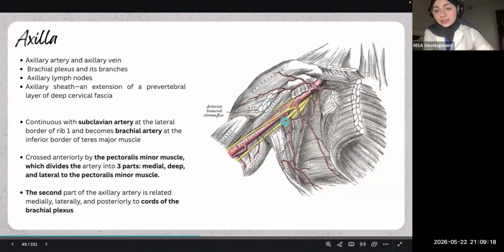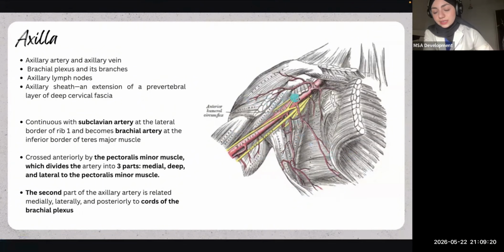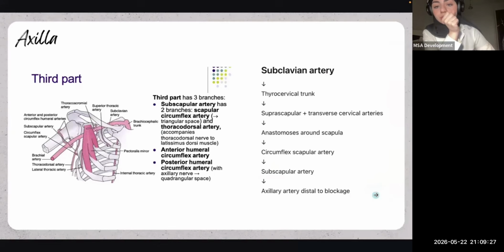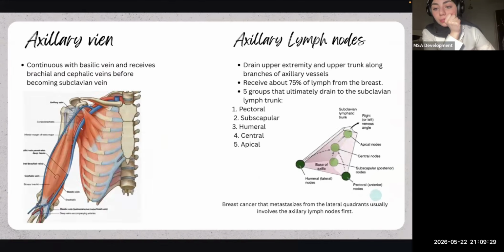And then you're going to have medial and lateral. You're going to see the medial and lateral cords. And again, I want you to appreciate how everything is going to be in relation with the axillary artery.